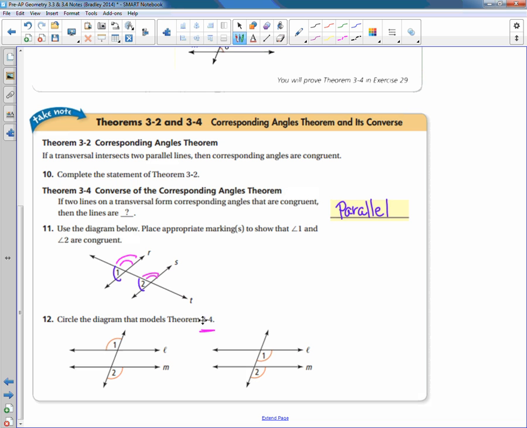So according to, not 3-4, but the converse of corresponding angles, which picture actually shows that? It's the second picture, because the second picture actually shows corresponding angles. Now, just for fun, what type of angle pair is 1 and 2 in the first picture? Alternate exterior. Very good.